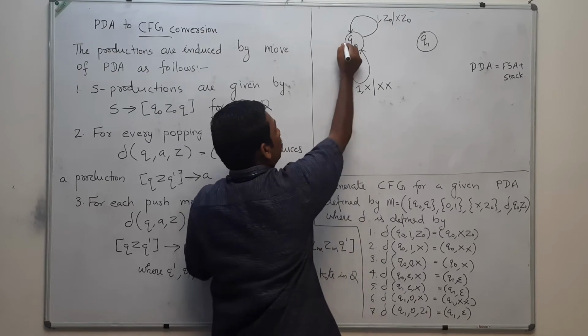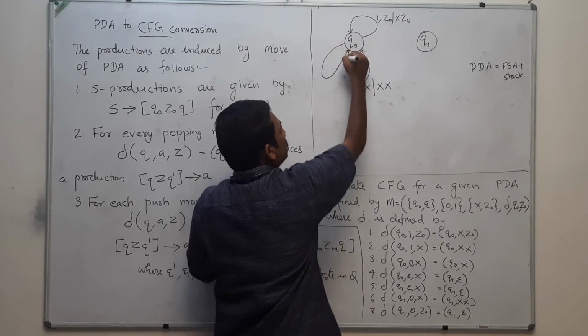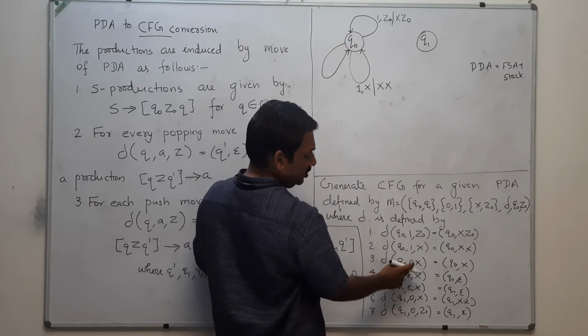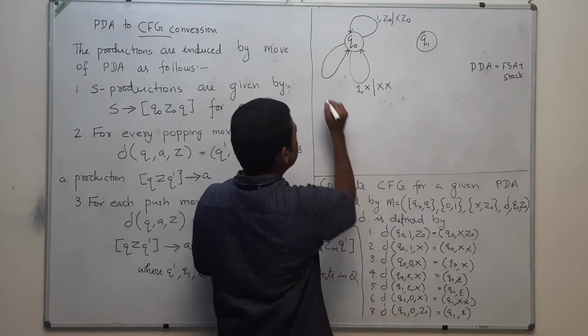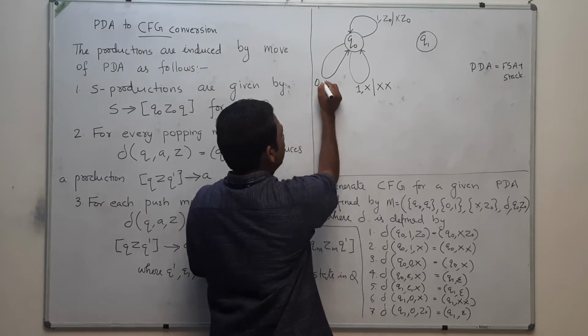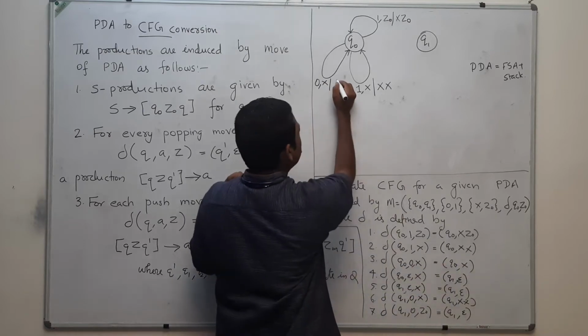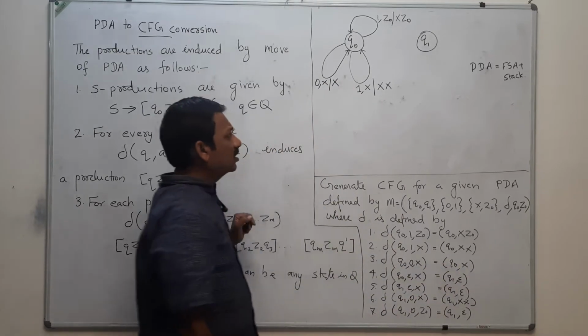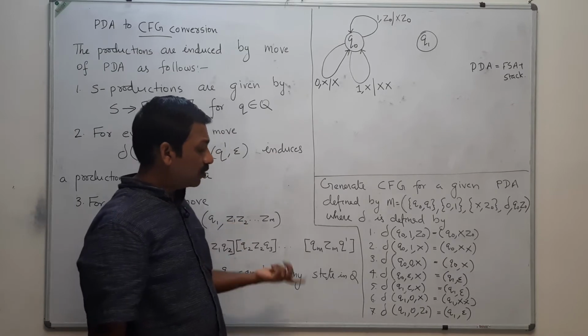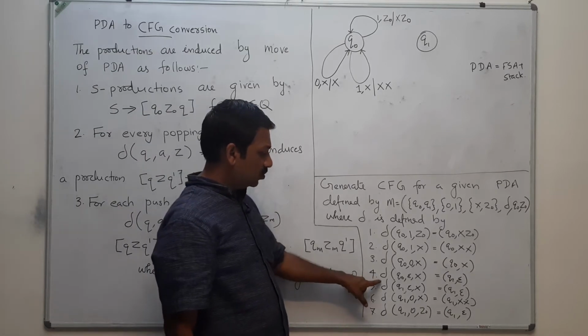So what will happen? That is the next rule. If the current input symbol is 0 and the current top of the stack is x, that is (0, x), what will happen? It is not going to do anything. That means it is neither pushing nor popping. What is the fourth rule?